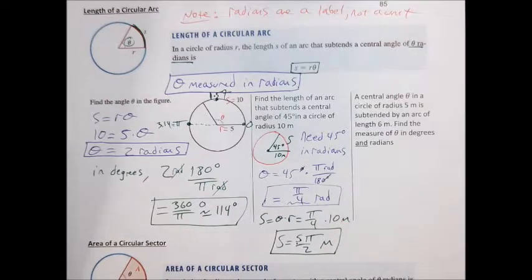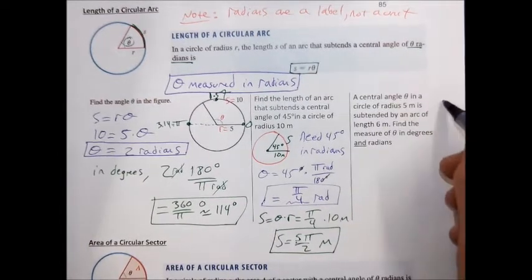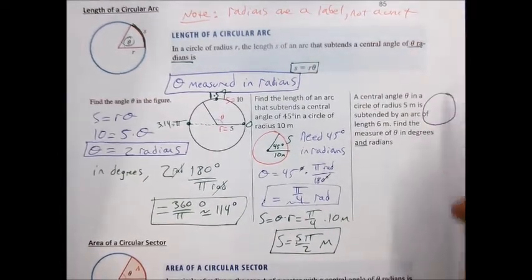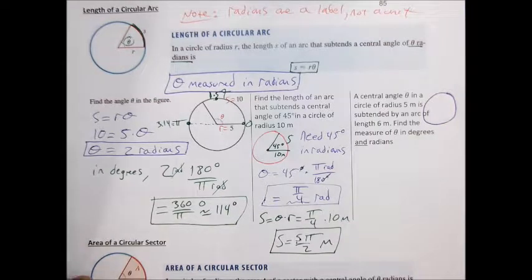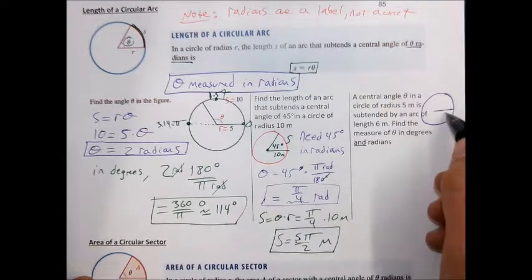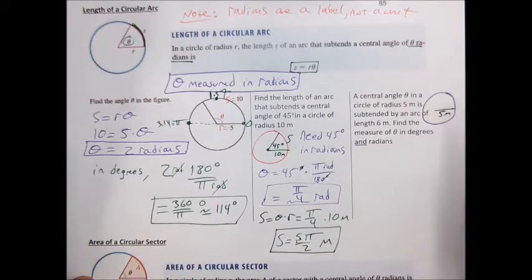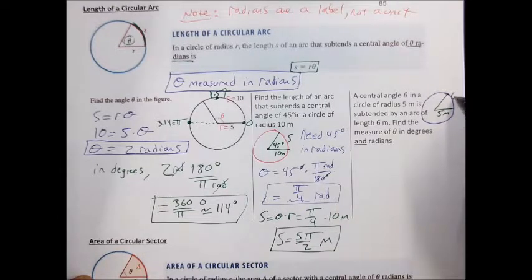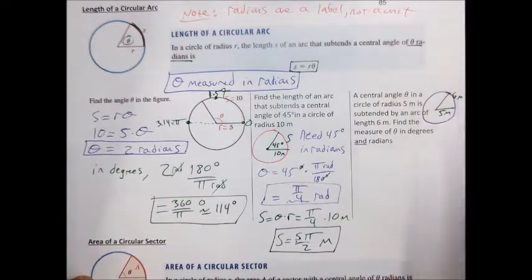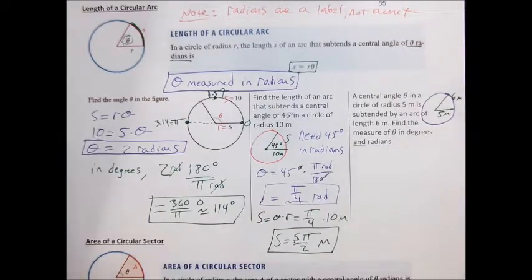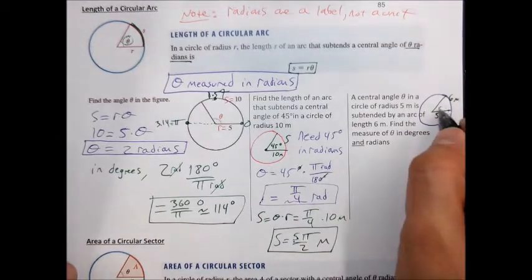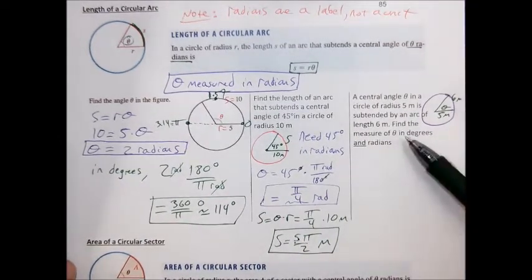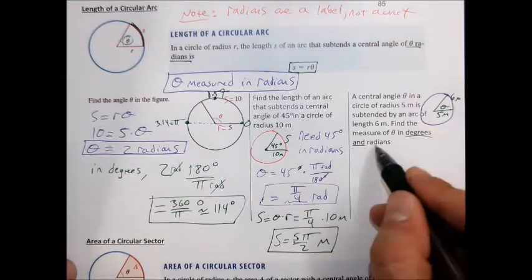So this last one is asking you to do both those things, right? So we're given a circle. Let me just draw the circle. The circle has a radius of 5 meters. And we're given the S value. We're given S of 6 meters. You guys see that okay? And we want to know what theta is. And we're being asked to show it in both degrees and radians.